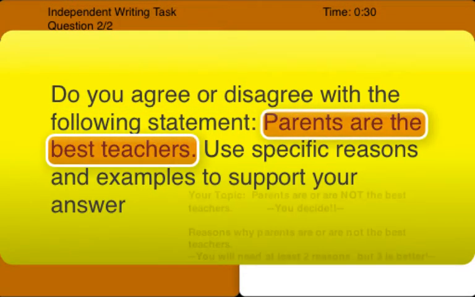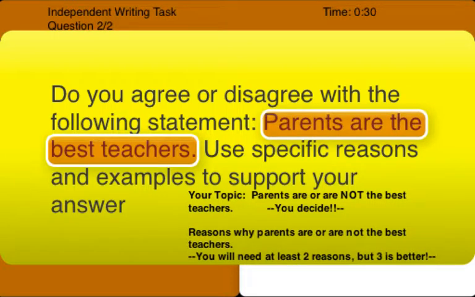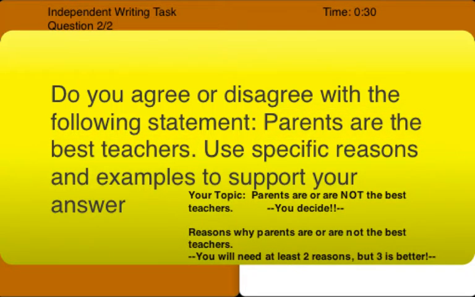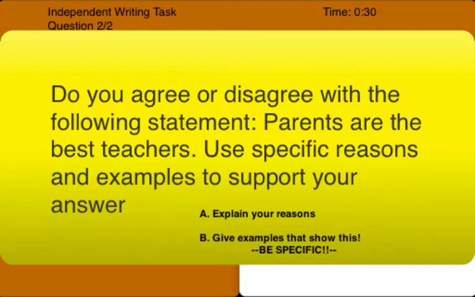Next, you need to talk about the topic. Parents are the best teachers. You need to think of the reasons why parents are or are not the best teachers. You also need to think about how to explain those reasons and some examples you can use as support.